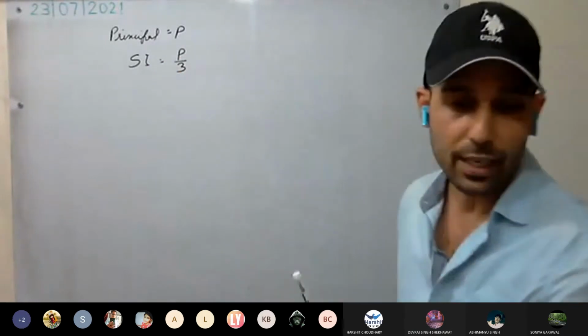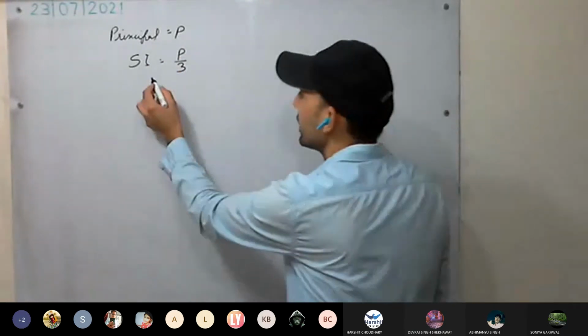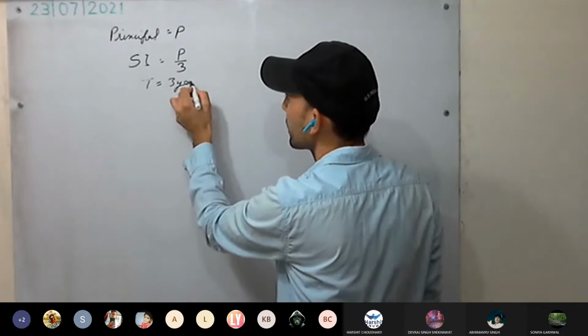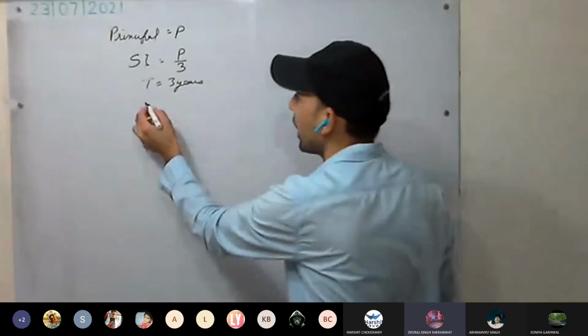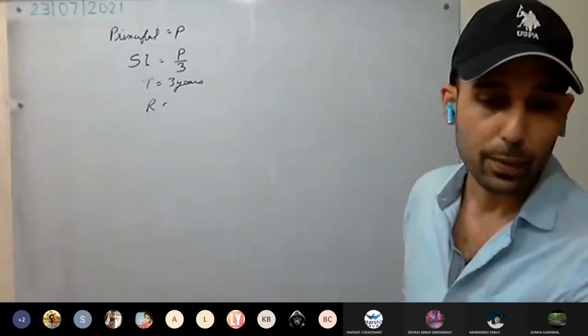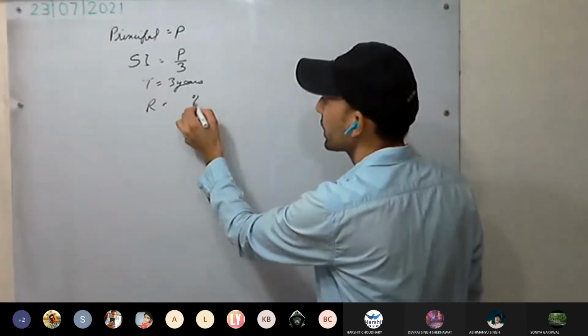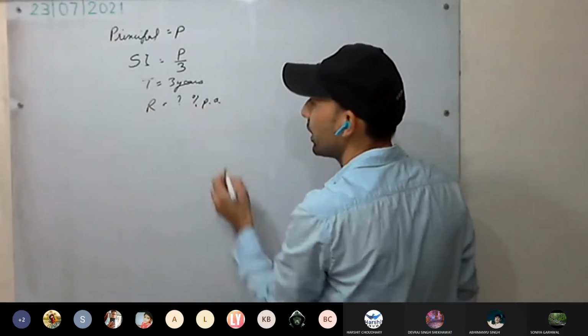And in time, how much is given? 3 years. T equal to 3 years. And what you have to calculate? Find the rate of interest. R per annum we have to calculate. So percentage per annum we require.